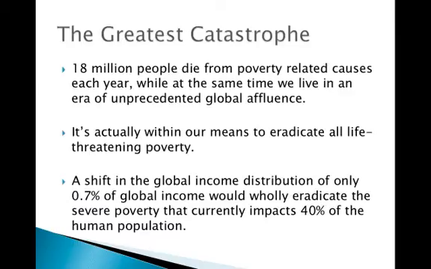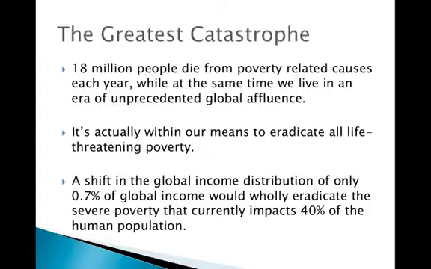Okay, so let's talk about, the authors think that poverty is the greatest catastrophe. More facts. 18 million people die from poverty-related causes each year, while at the same time we live in an era of unprecedented global affluence. This is where it gets interesting. According to the authors, and when I say according to the authors, that means I might agree with them, I might not. I'm not going to give my opinion. I'm just reporting someone else's opinion. Don't assume that I agree with someone just because I'm stating what they believe.